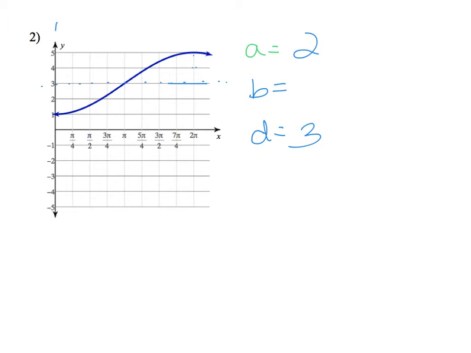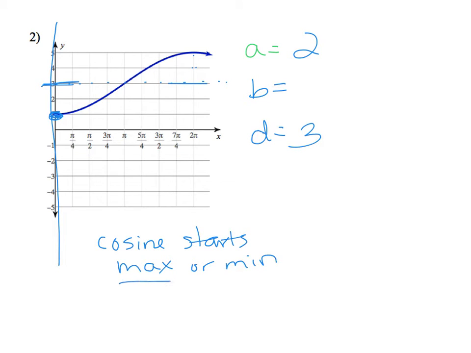So this is the midline, this is the y-axis, and that's where we look to start. It does not start at the midline, it starts low. Since it starts low or high, that would be cosine. When cosine starts high or low, so it starts at the max or the min, if it starts at the max, then A is positive. If it starts at the min, then A is negative. So it starts low, that's the min, A is negative.